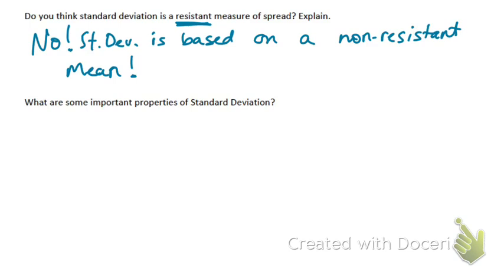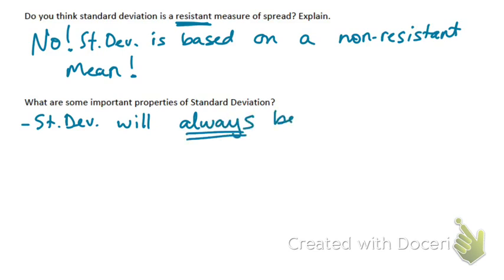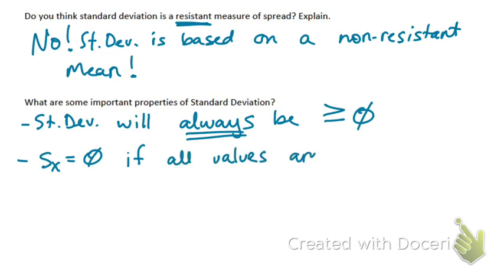All right, a couple of important things about standard deviation. First of all, standard deviation will always be greater than or equal to 0. It's a distance. It has to be greater than or equal to 0. But how could it be 0? Good. S of x equals 0 if all values are the same.